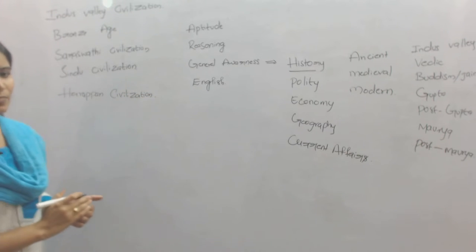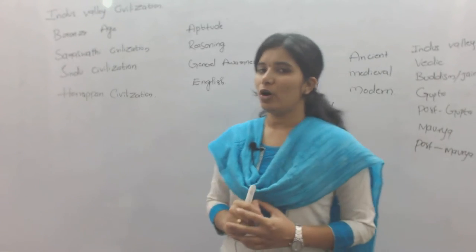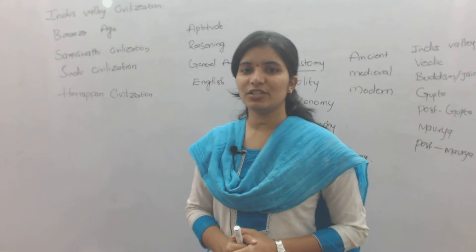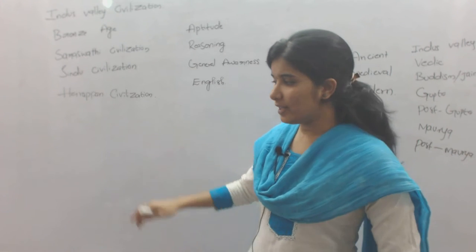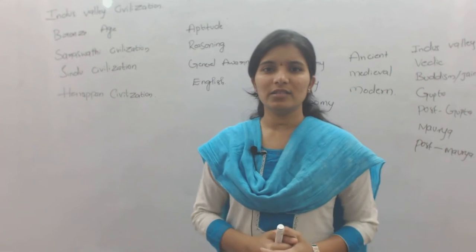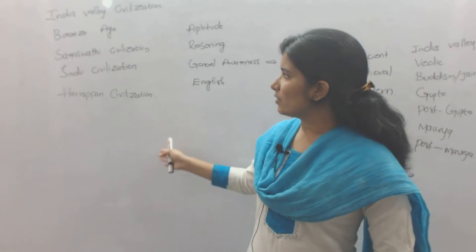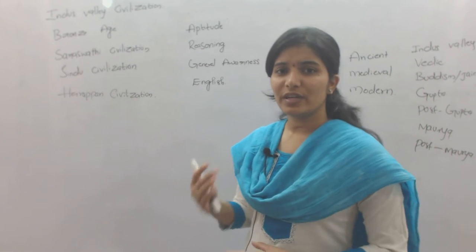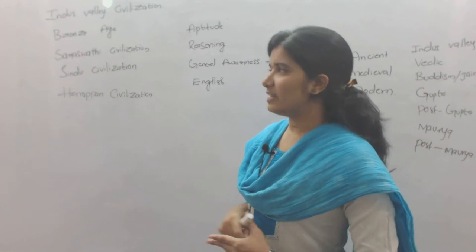What are the names? There are Bronze Civilization, Saraswati Civilization, Sindh, and also Harappan Civilization. Why did they get these names? They can call it the Indus Valley Civilization. Why did they give so many names? Because different scholars feel that these names are worthy of the Indus Valley Civilization.